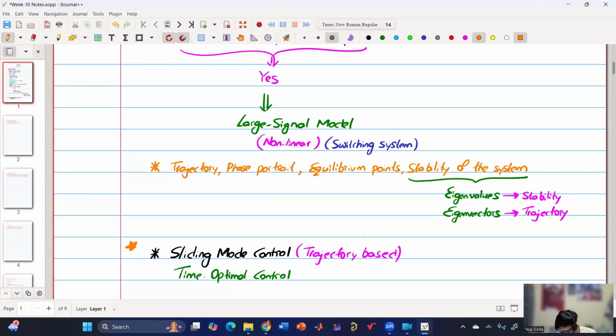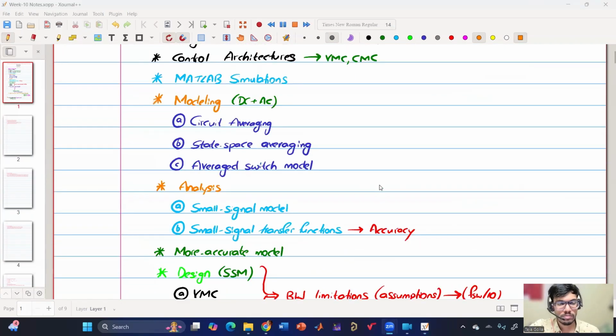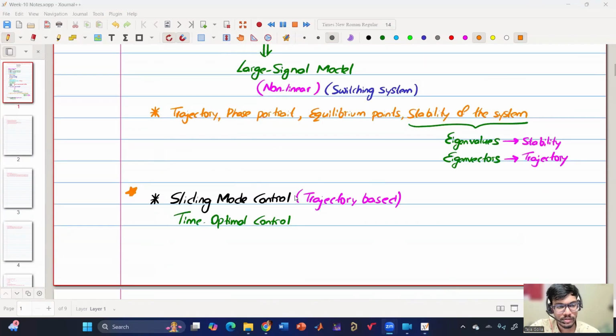We are going to discuss sliding mode control, which is trajectory based, and time optimal control is also based on trajectory. So we'll see how to get the details regarding the waveform, how inductor current and output voltage respond during this time optimal control. So is this clear till this point?